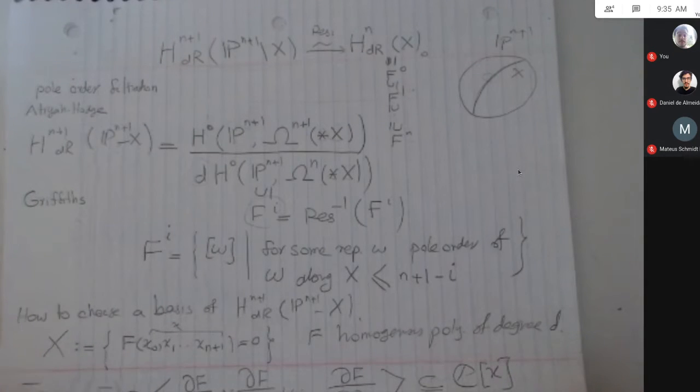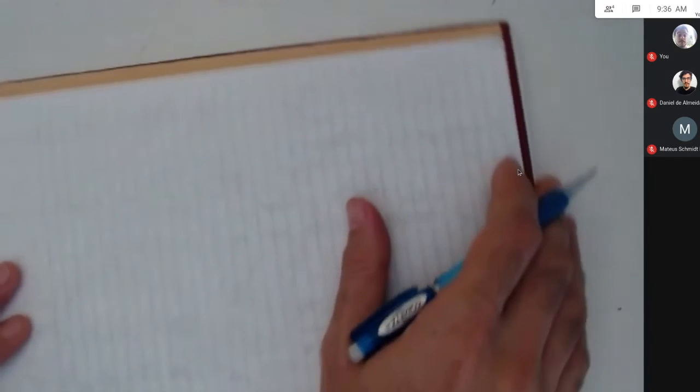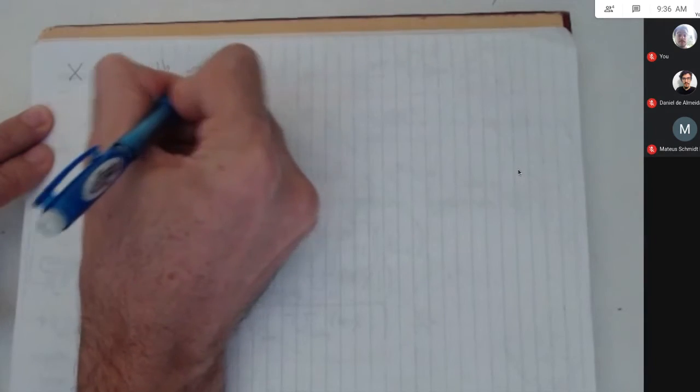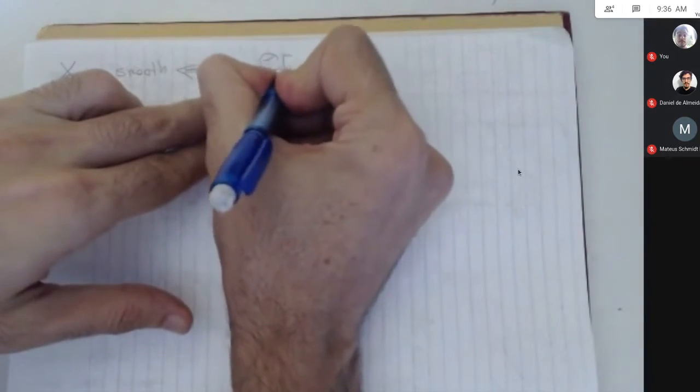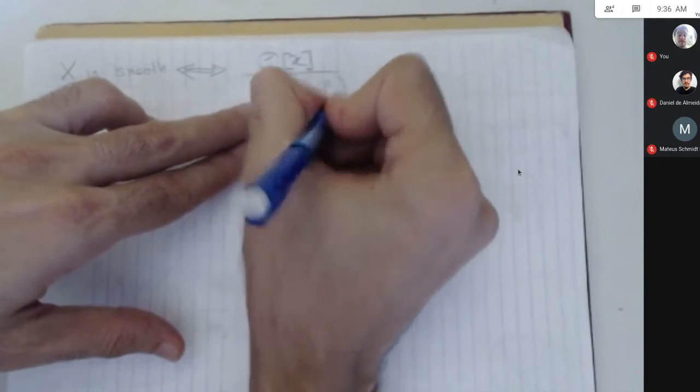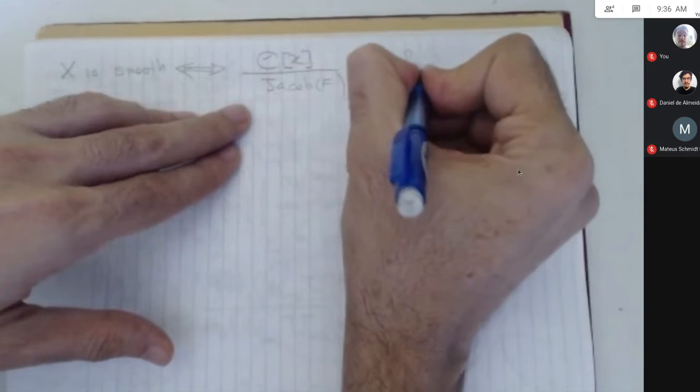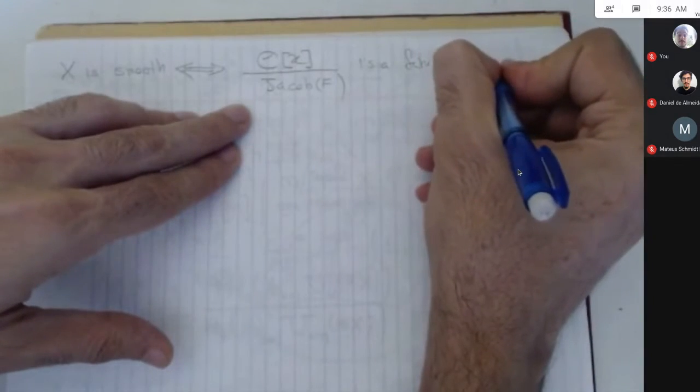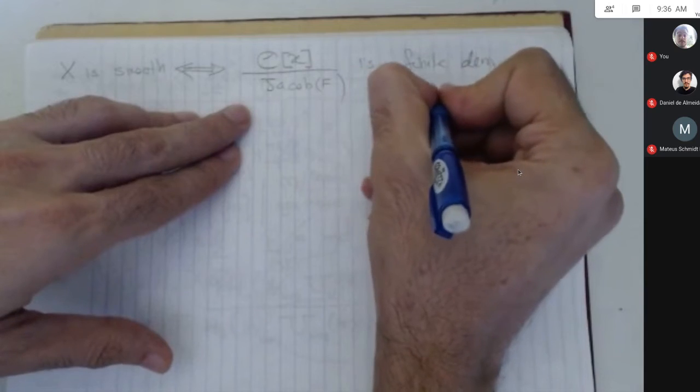And then what? Maybe one easy exercise in algebraic geometry: X is smooth. Actually, this is another way of defining smoothness. C[x] divided by the Jacobian ideal of F is a finite dimensional C vector space.